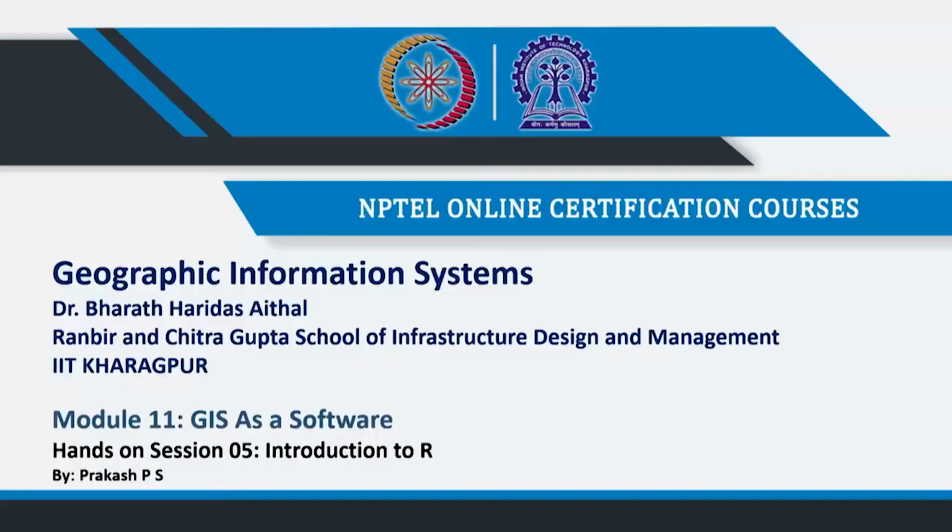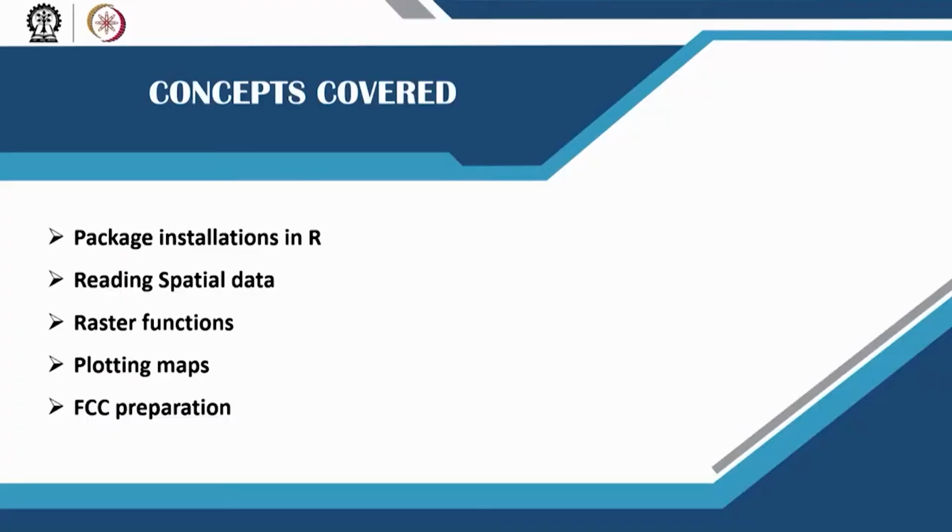Welcome to the course on Geographic Information System. So this is module 11, GIS as a software, and in this hands-on session we are going to look at introduction to R and its functionalities. So the concepts covered in this session are installing different packages in R, reading spatial data, reading raster and vector data and different raster functions, plotting maps in R, and composing false color composite using R.